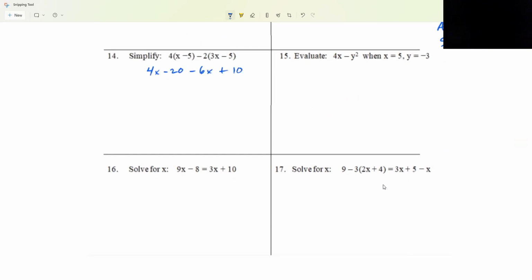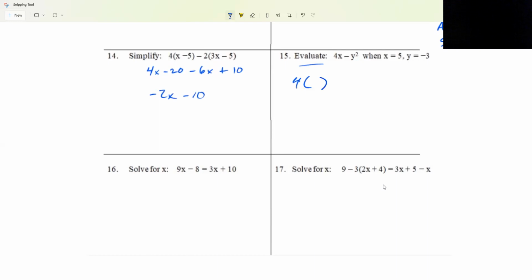Okay, watch your signs when you're doing this. So combine what you can combine. So 4 minus 6 is -2x. -20 plus 10 is -10. You're done. When you're evaluating, remember, this is just plug stuff in.